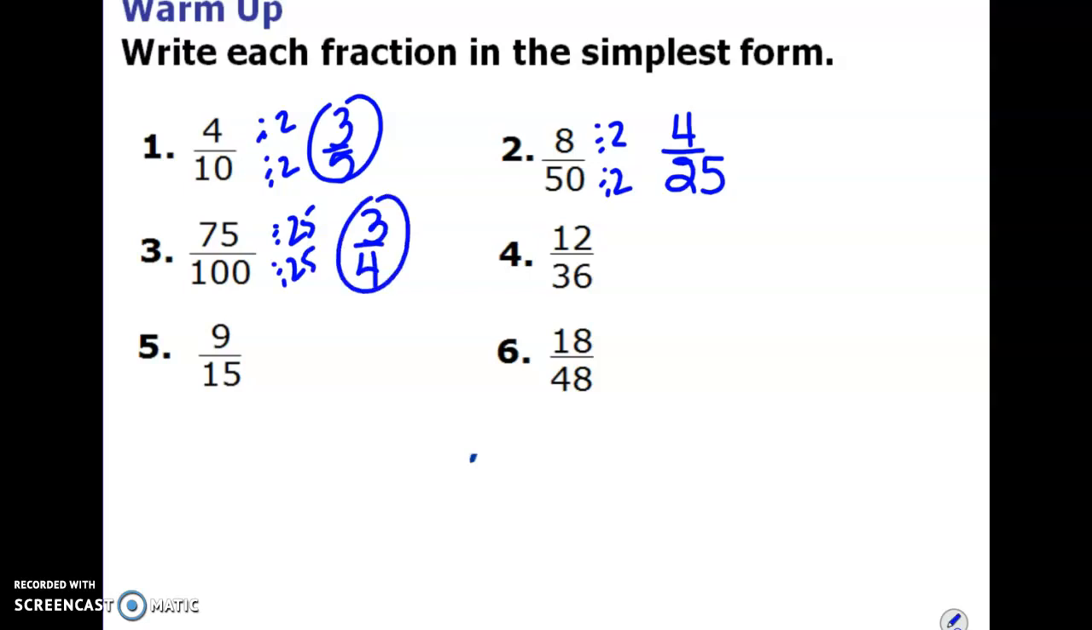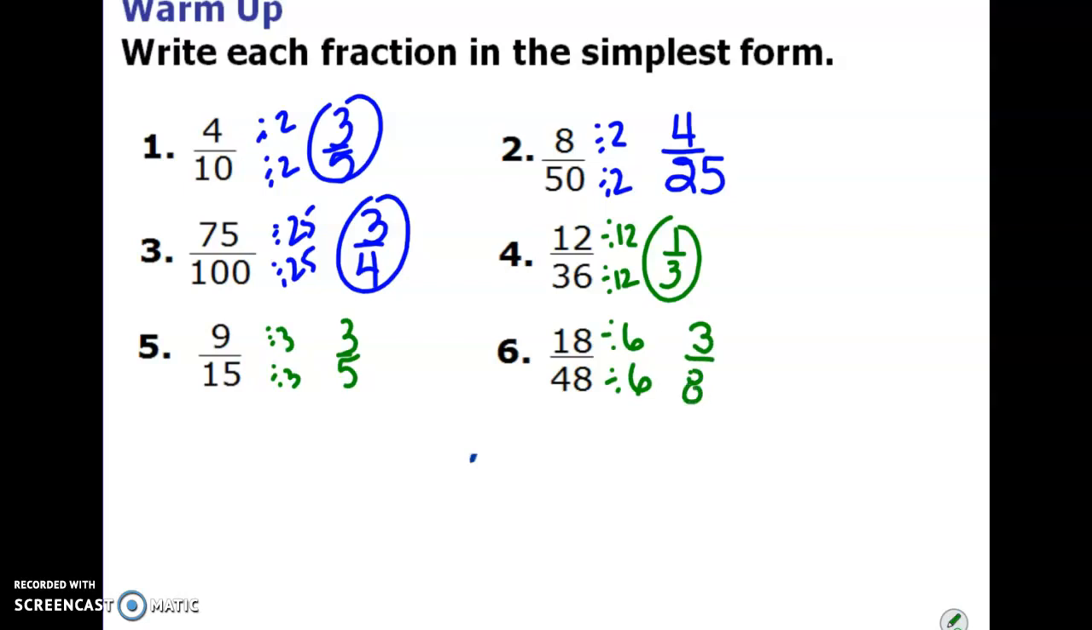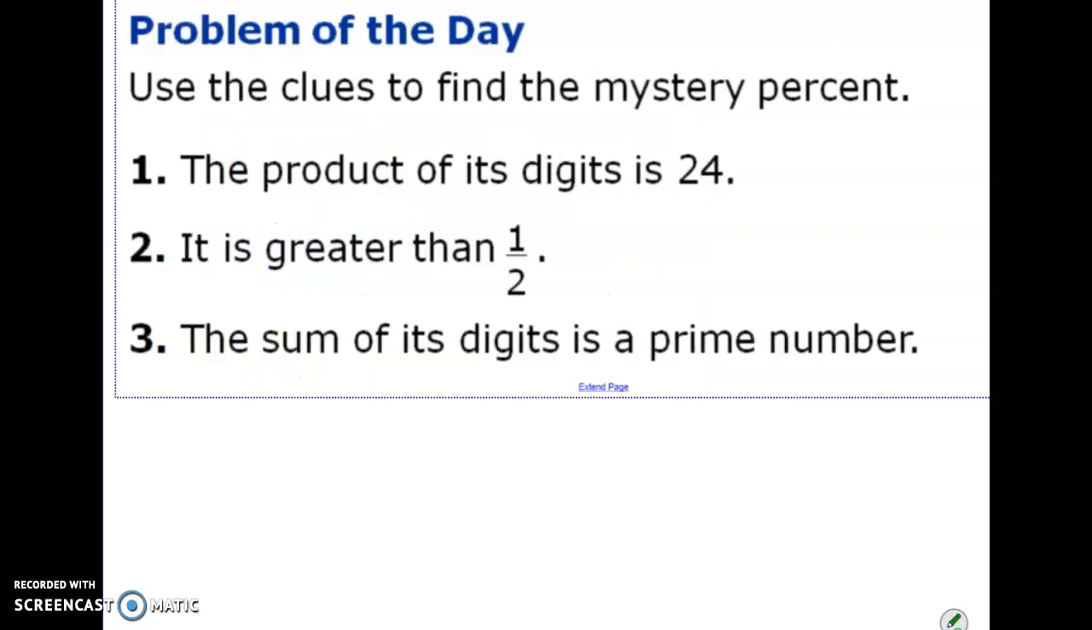Number 4, I can divide them both by 2, I can divide them by 3, I can divide them by 4, I can divide them by 6, but I could also divide by 12 and get 1/3 in lowest terms. Number 5, dividing them both by 3 is going to give me 3/5. And number 6, I could divide by 2, I could divide by 3, I could also divide by 6. So I'm going to do that, and I'm going to get 3/8 in lowest terms for that one.